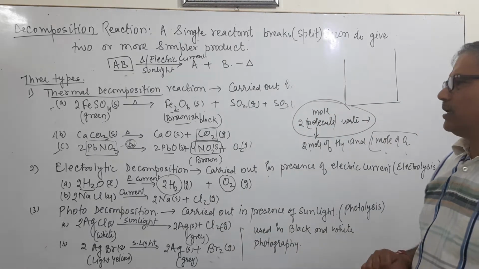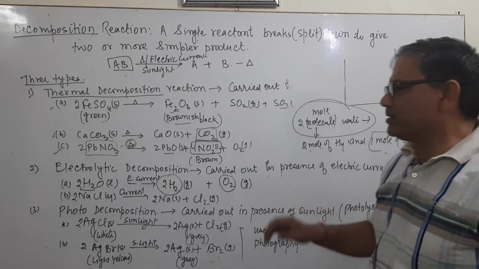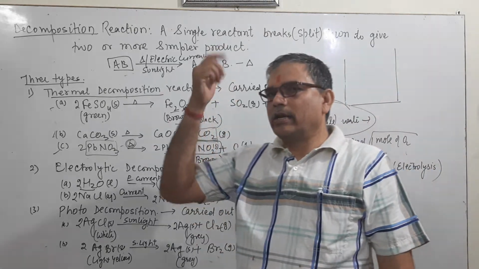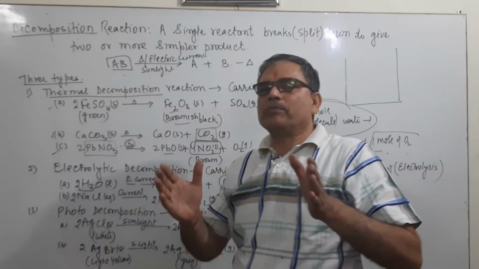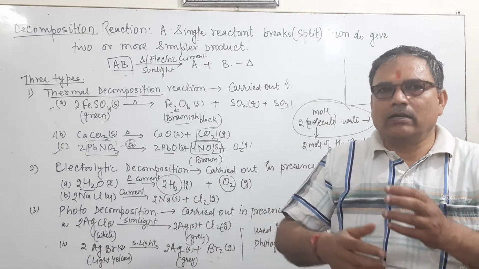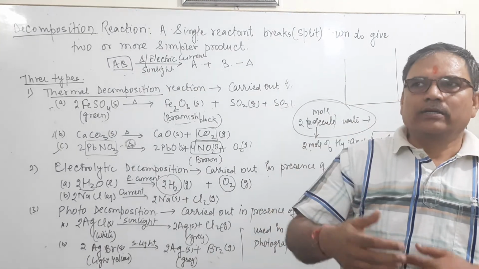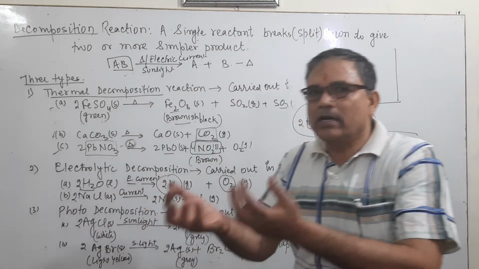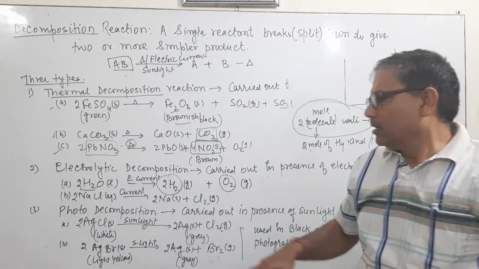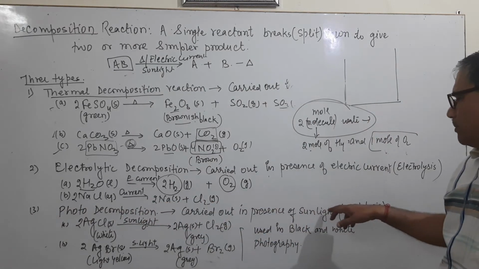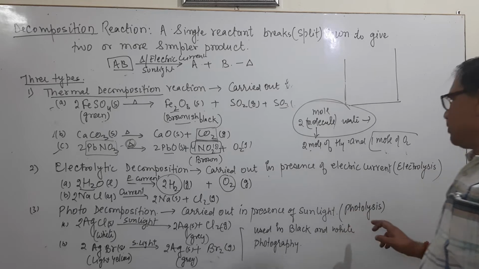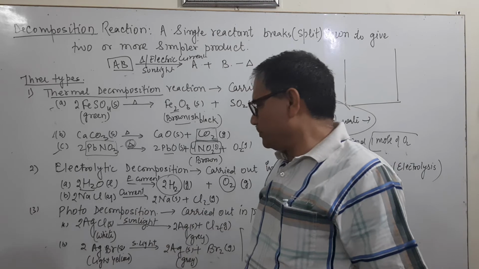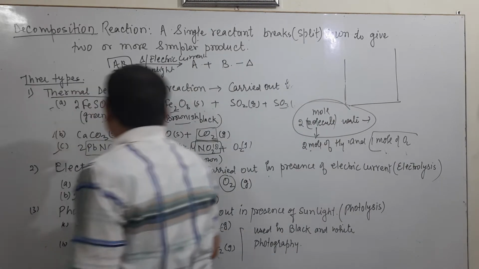This is the electrolytic decomposition, and the third one is photo decomposition reaction. Photo means light, which one? Sunlight. इसका मतलब photo decomposition reactions are those reactions which take place or are carried out in presence of sunlight. In presence of sunlight means it absorbs sunlight, and this is known as photo decomposition reaction, and this is also known as photolysis. AgCl, silver chloride.